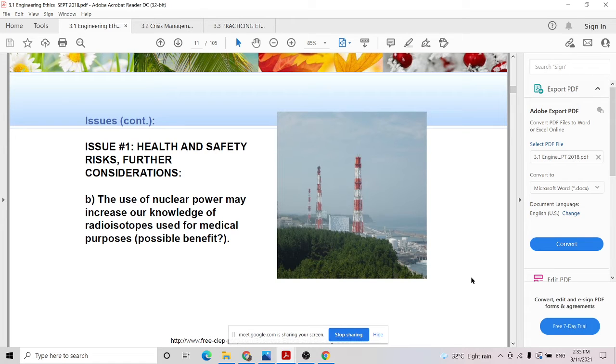So the use of nuclear power may increase our knowledge of radioisotopes used for medical purposes. It can also be used for medical purposes. For example, you have heard about the treatment for cancer. What do we call it? I forgot. What is the treatment for cancer called? I forgot.